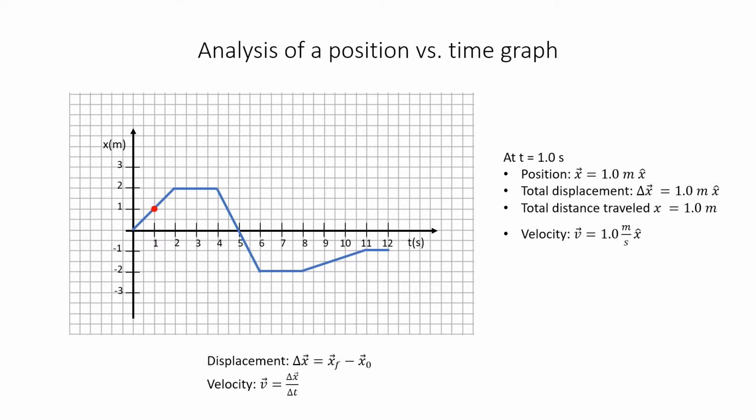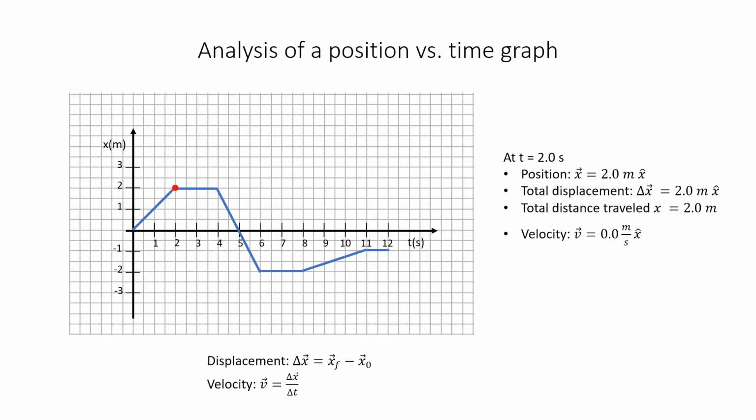Let's analyze what's going on at t equals 1.0 seconds, where the red dot is. The position is 1 meter away from the origin, so that's 1.0 meters x hat. The total displacement is also 1 meter away from the origin, because if you started from the origin, then you would have gone 1 meter, and the total distance traveled is also 1 meter. The velocity is the slope, delta x over delta t, which is 1 over 1, giving you 1.0 meters per second, also in the x hat direction, because it's positive.